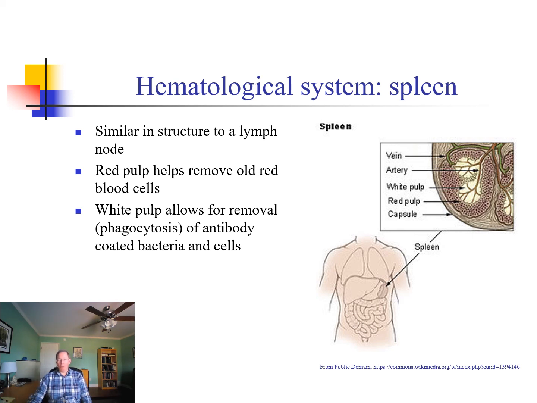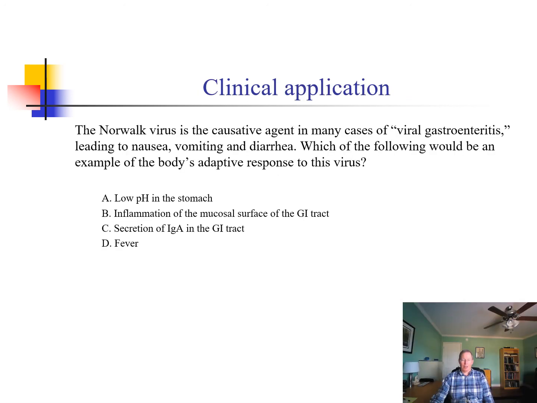So I hope that overview has helped a little bit. Let me see if I can test that. So let's think about this application. The Norwalk virus is a causative agent for a lot of types of viral gastroenteritis. You have some vomiting, some nausea, some diarrhea. Which of the following would be an example of the body's adaptive response to this kind of a virus? Low pH in the stomach, inflammation of the mucosal surface of the GI tract, secretion of IgA in the GI tract, fever. So think about that for a second.